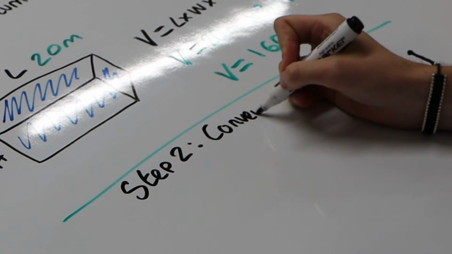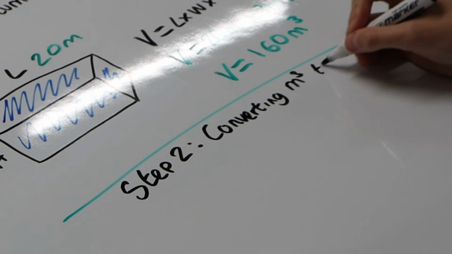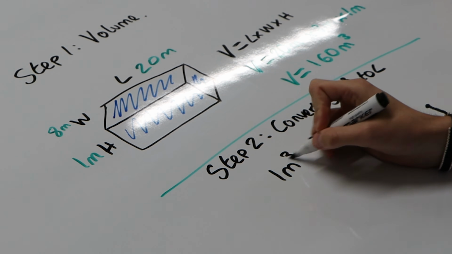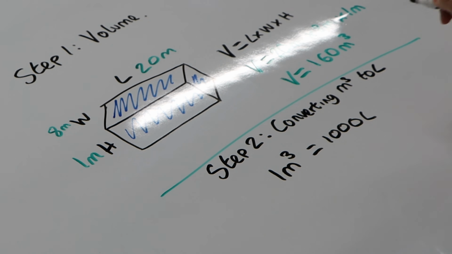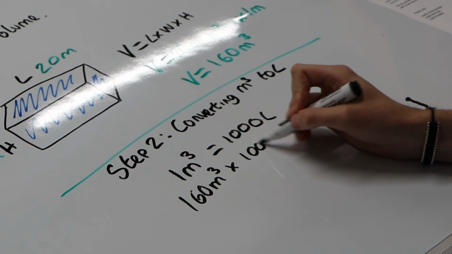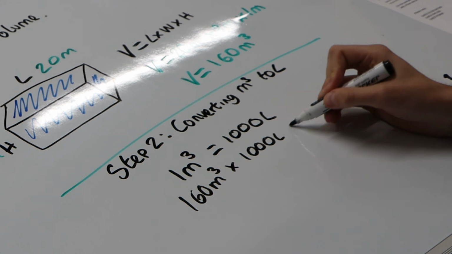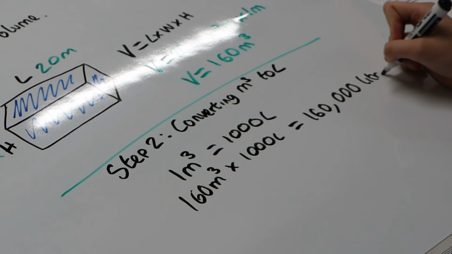Step 2 is about converting the meters cubed figure into litres. So 1 meter cubed is equivalent to 1,000 litres. So from that, to get how many litres we have from 160 meters cubed, we multiply by 1,000, which gives 160,000 litres.